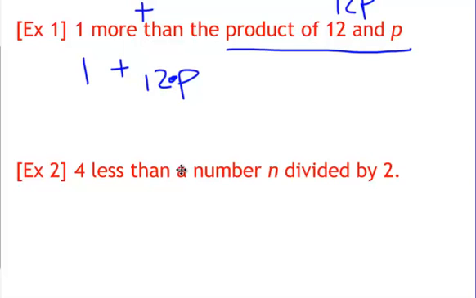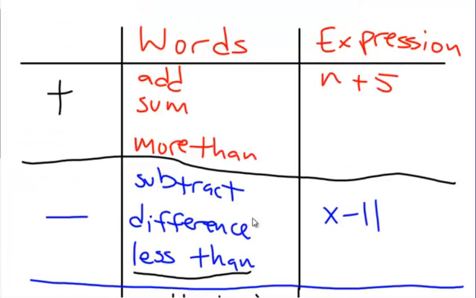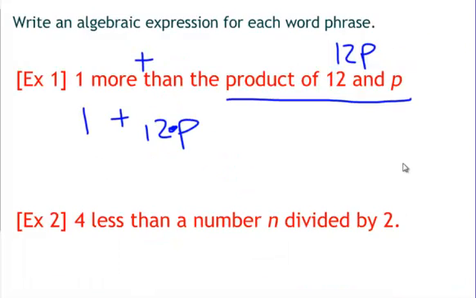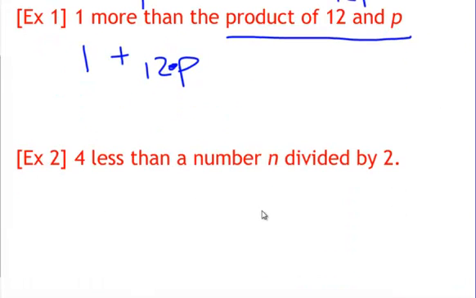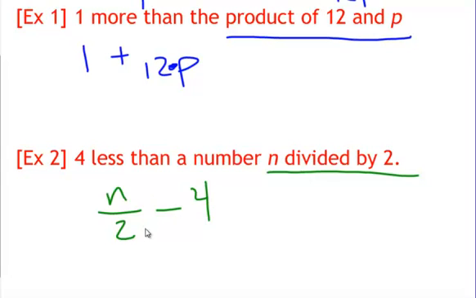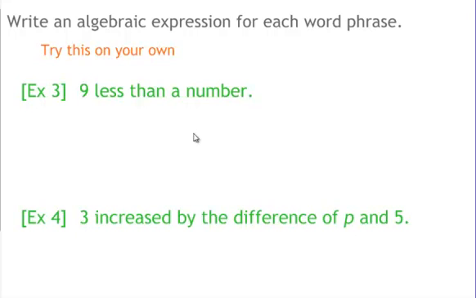Well, what about this? 4 less than a number n divided by 2. Now, if you look here, less than, remember, it flips it. 4 less than a number n divided by 2. So we need to do this second part first. A number n divided by 2. I'm going to write it like a fraction, because we know all fractions are actually division problems. So n divided by 2, and it's 4 less than that. So n divided by 2, minus 4. Just like that. 4 less than, subtraction, a number n divided by 2. Okay, moving on. I want you to try these on your own. So you can pause now and try those.